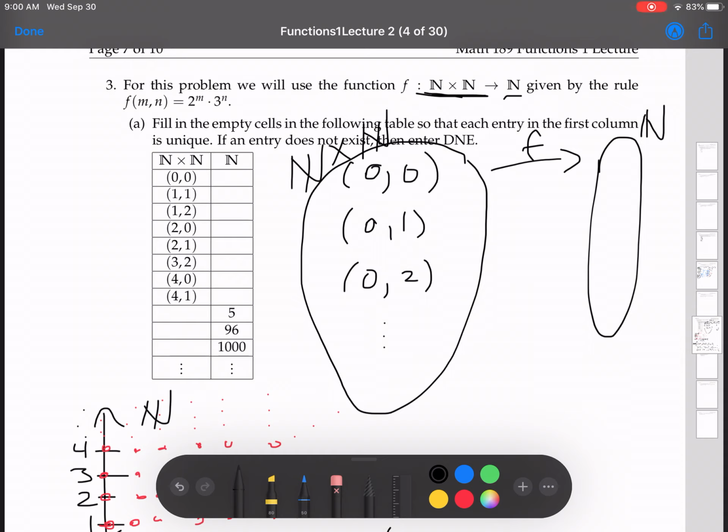Let's see. So 0, 0, this is 2 to the 0 times 3 to the 0. And you guessed it, that's 1. Okay, so this guy goes over to 1.